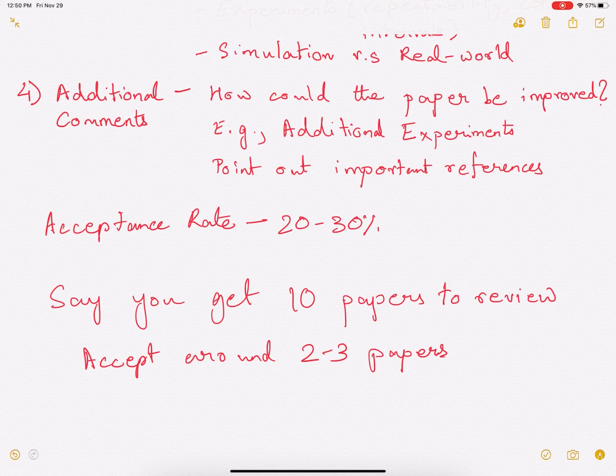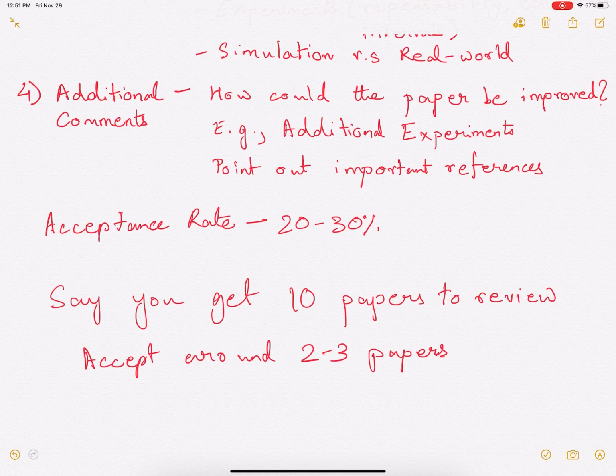I know that lots of great papers get submitted to good conferences, and you might be tempted to accept all the papers if you are reviewing for the first time, but that's not in sync with the acceptance rate. So you should accept around 2 to 3 papers if the acceptance rate is 20 to 30%.